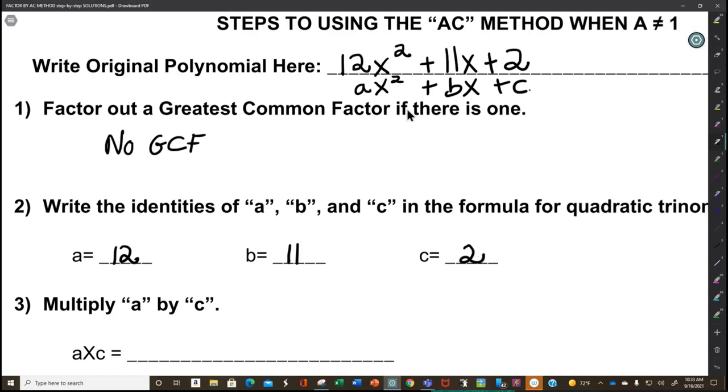Now, notice that A, 12, does not equal 1. What a concept. Yesterday, the number in front of the x squared was always a 1, an invisible 1. And all we had to do was look at the constant at the end and factor it and find the two factors that add up to the middle number B. But now the game has changed because the A number does not equal 1. So we have to use the AC method.